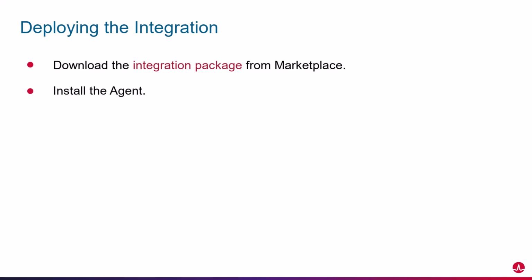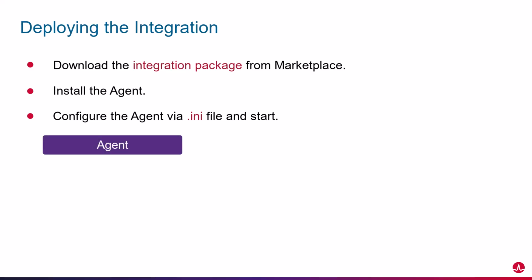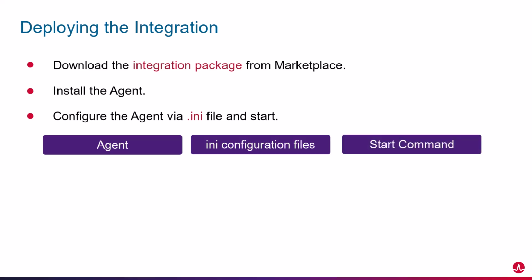The procedure to deploy the AWS SSM integration is as follows. First, we download the integration package from the marketplace. This package contains all the necessary elements. We unzip this package, which produces a directory containing the agent, the INI configuration files, and several other items, like the start command. We use the appropriate INI file for our specific platform.